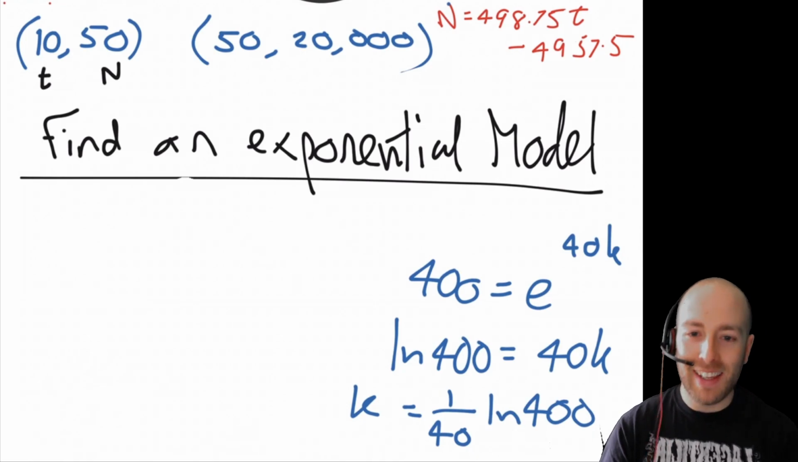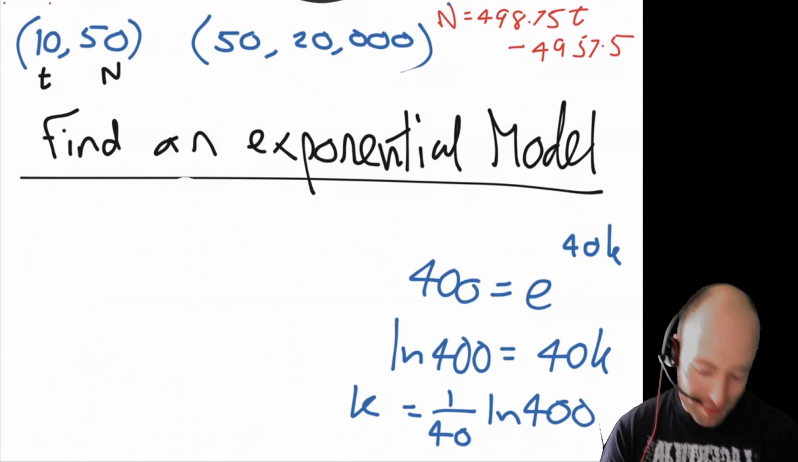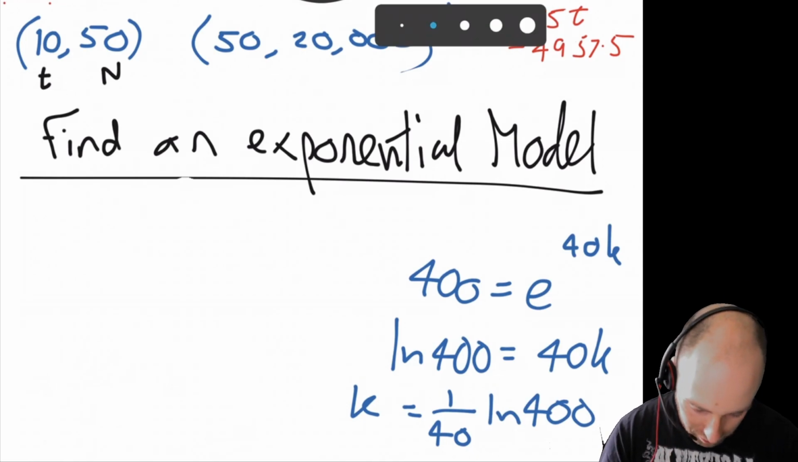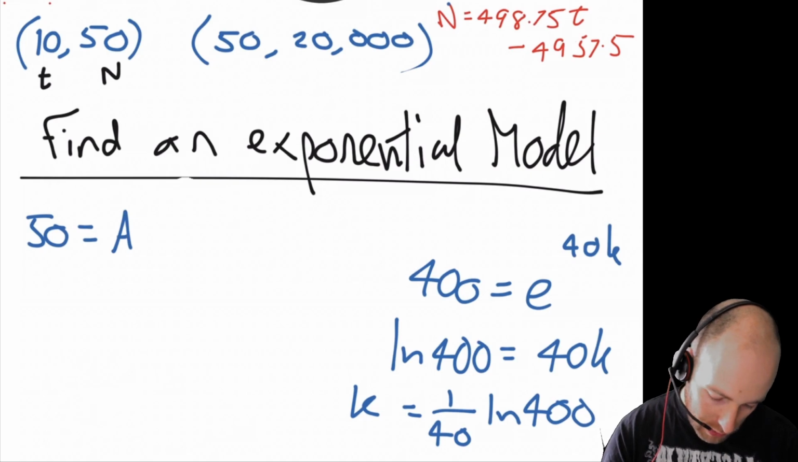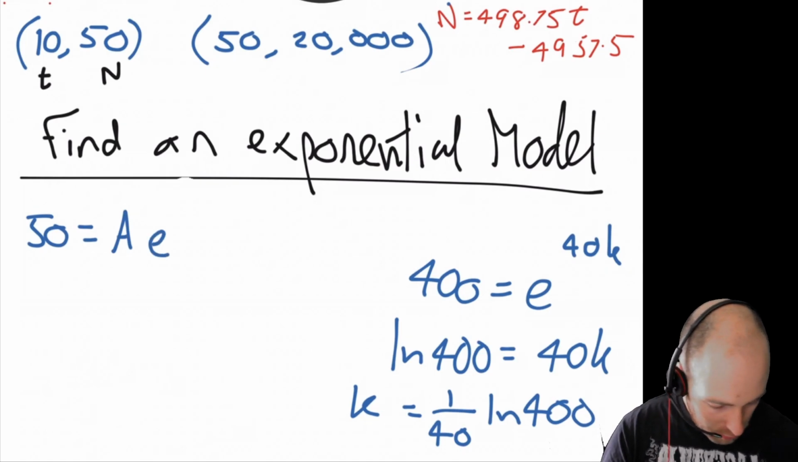All right, that's only k. We need to find a as well, don't we? So choose either point. I'm going to use the top one, 20,000. So a e to the... I'm going to type this in. It's not going to be as exact, but it'll be a lot less messy. So 1 over 40 times ln 400 is 0.148.